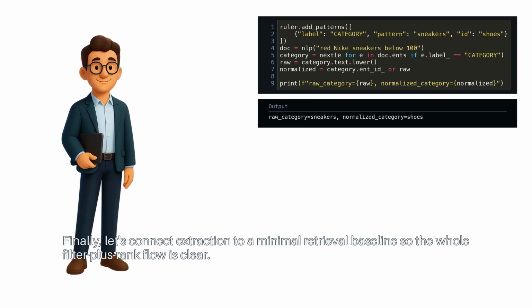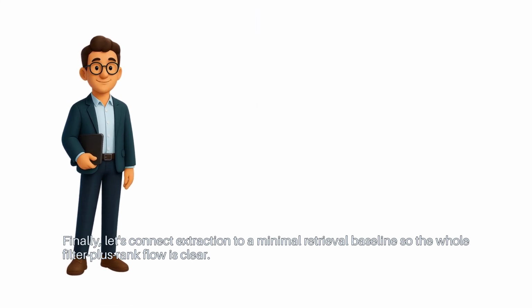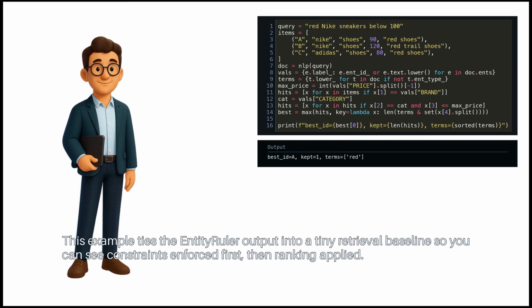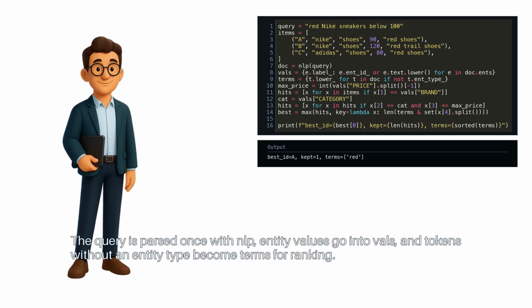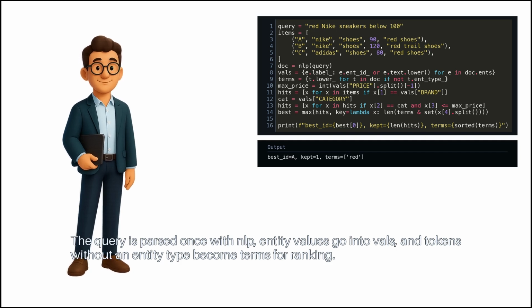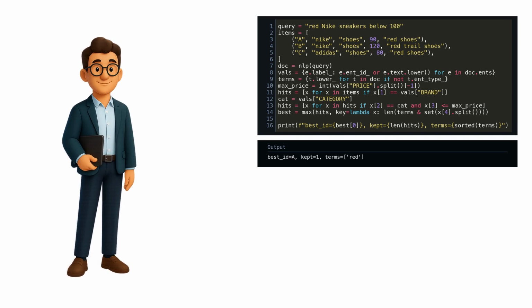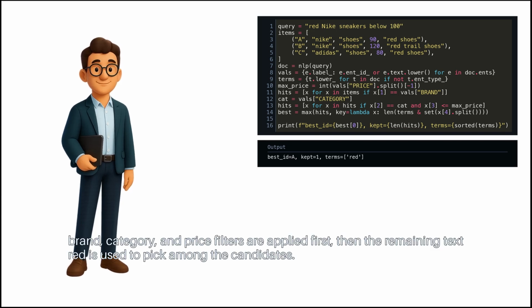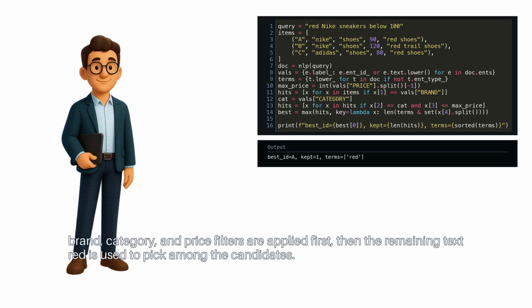Finally, let's connect extraction to a minimal retrieval baseline, so the whole filter plus rank flow is clear. This example ties the EntityRuler output into a tiny retrieval baseline, so you can see constraints enforced first, then ranking applied. The query is parsed once with nlp. Entity values go into vals, and tokens without an entity type become terms for ranking. A small item list stands in for a product index. Brand, category, and price filters are applied first. Then the remaining text is used to pick among the candidates.